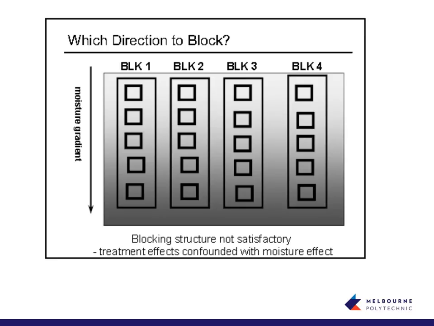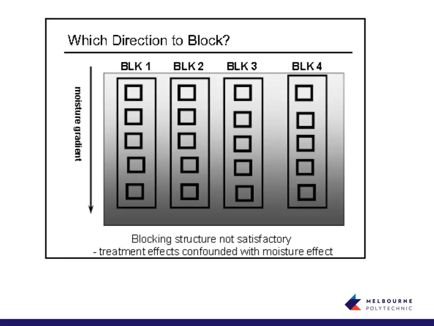So blocking seems easy, but it's important that we sit down before any experiment and really think about how we're going to do it. Because if we do it the wrong way, we lose all its value. Here's a pretty simple example of where blocking's gone wrong. We have a moisture gradient, as before, from top to bottom.